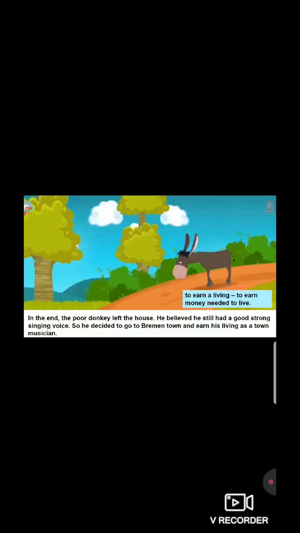So students, here in the end, the poor donkey left the house because he understood that his master did not treat him very well. For that reason, the donkey left his master's house, and he still believed that he had a good, strong singing voice. So he can go to Bremen town, and there he is going to sing a song because he has a good voice. That is what he is thinking, and in Bremen town he is going to earn some food.